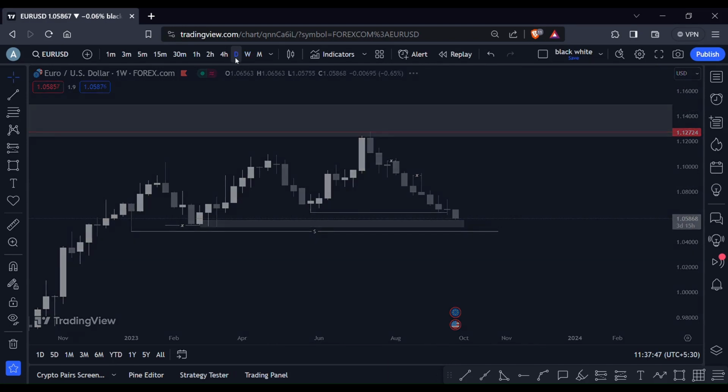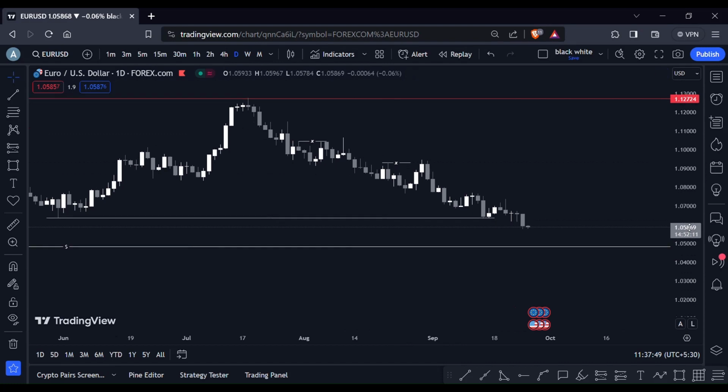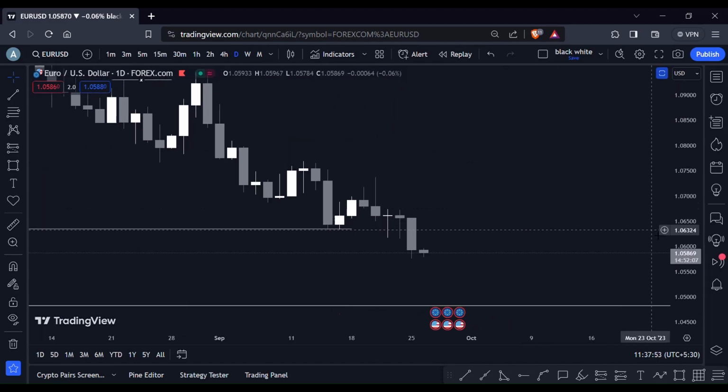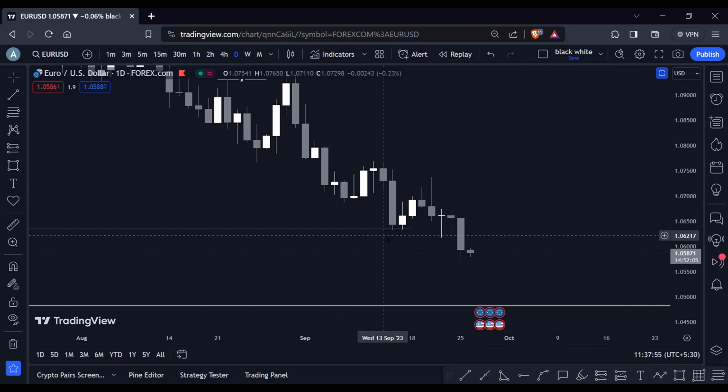So let's get into the daily chart, and accordingly the market reacted. Since it was a liquidity taken leg, and we retraced back, and just like that we did a flip. Now here we went like this.